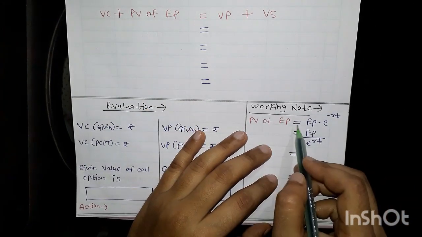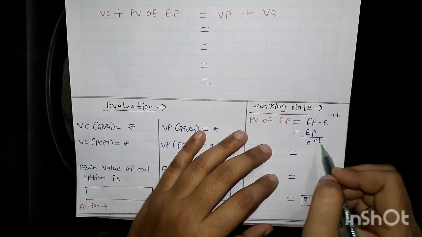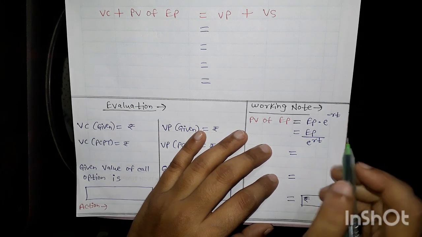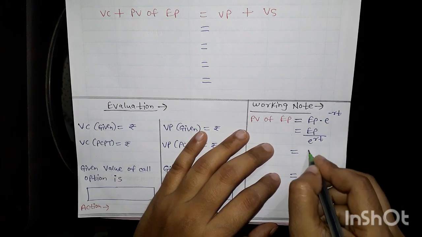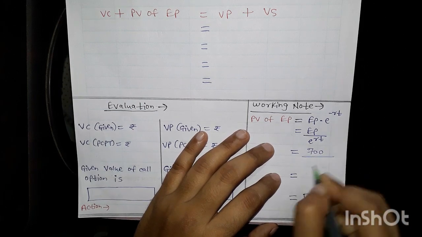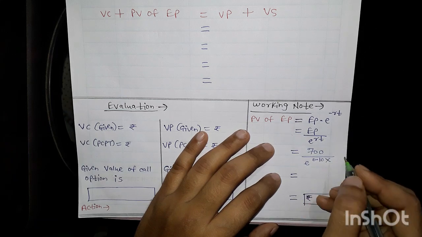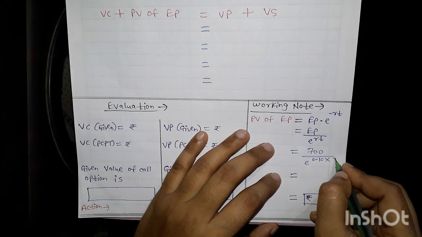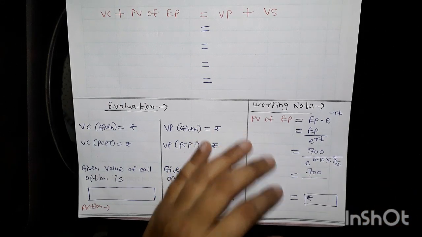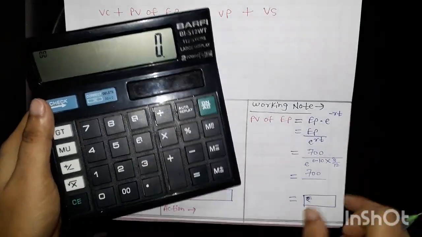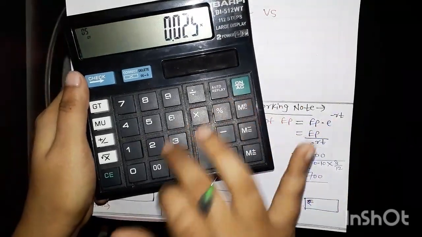Present value of exercise price, we know the formula: exercise price multiplied by e to the power minus RT. We will send it to the division, so EP divided by e to the power RT. Exercise price is given, 700. So here it is 700 divided by e to the power, R is 0.10 multiplied by T, that is time period, 3 divided by 12. So 700 divided by, let's calculate this value, 0.10 multiplied by 3 divided by 12.